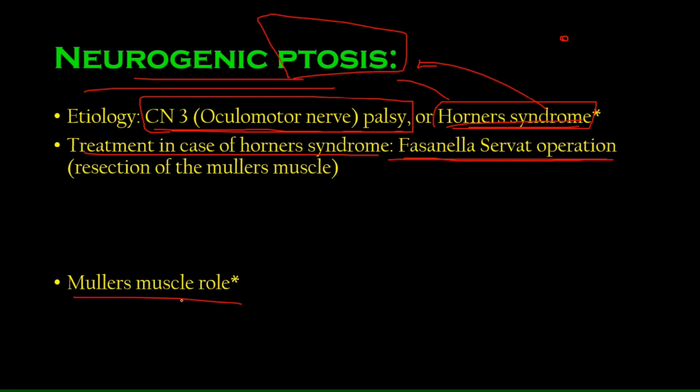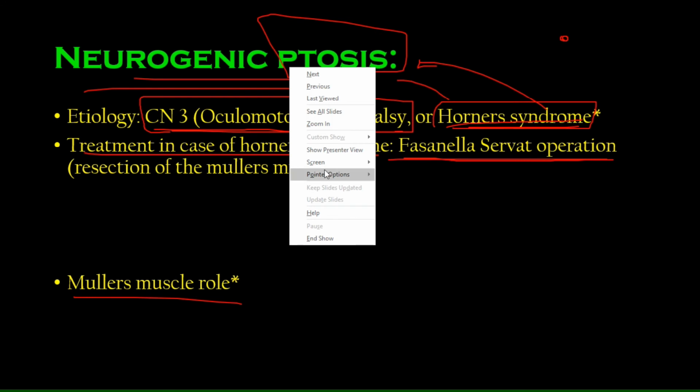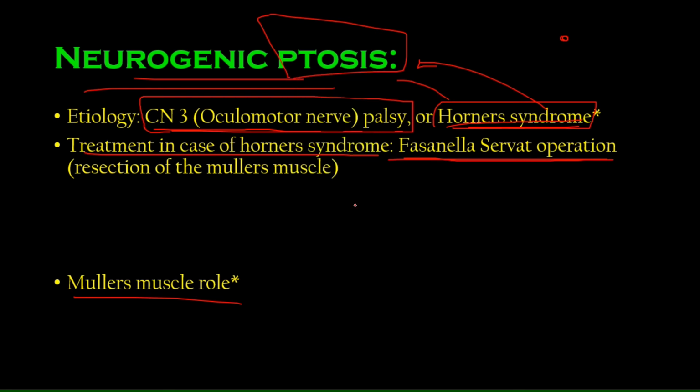Muller's muscle role. Okay, let's talk about Muller's muscle for a second. When you open your eye, that is the only time you're using the levator muscle. The moment your eye gets open, the role of the levator muscle kind of decreases, right? And it's actually the Muller muscles which keep your eye open. So the levator muscle opens your eye, and Muller's muscle keeps it open, right? It's something like that. So Muller's muscle role is important.